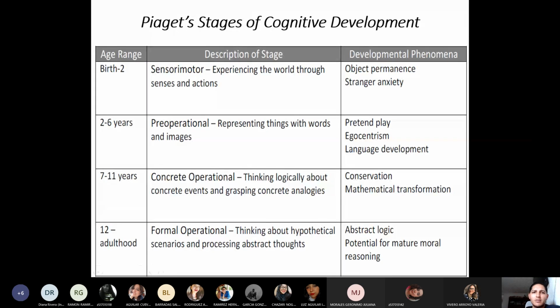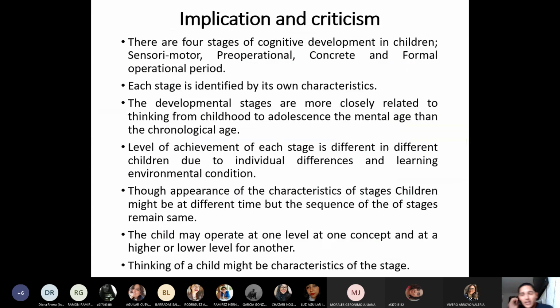And well, this has already been covered by means of your first task. Okay, this is another description: experiencing the world, representing things, thinking logically, and thinking about hypothetical situations, symbols, and abstract thoughts. There are implications, of course, pedagogical implications and criticism for certain issues related to the stages, because of the differences among children and because of the context.